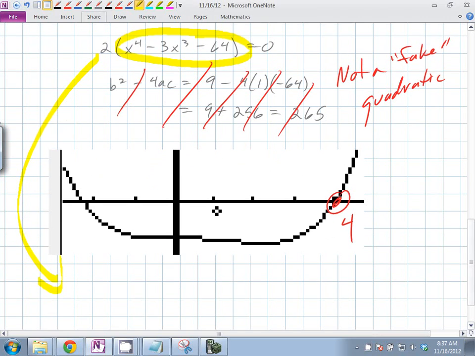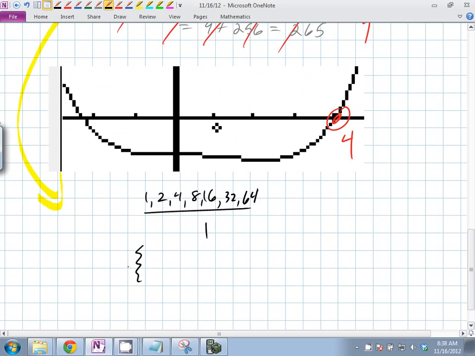1, 2, 4, 8, 16, and 32 as well, right? And 64. What are all the factors of the leading coefficient? 1. At least the leading coefficient is 1, right? The potential rational zeros of this polynomial are plus or minus 1, 2, 4, 8, 16, 32, and 64. How many potential rational zeros is that? That's 14 of them, right? So you have to start testing them.